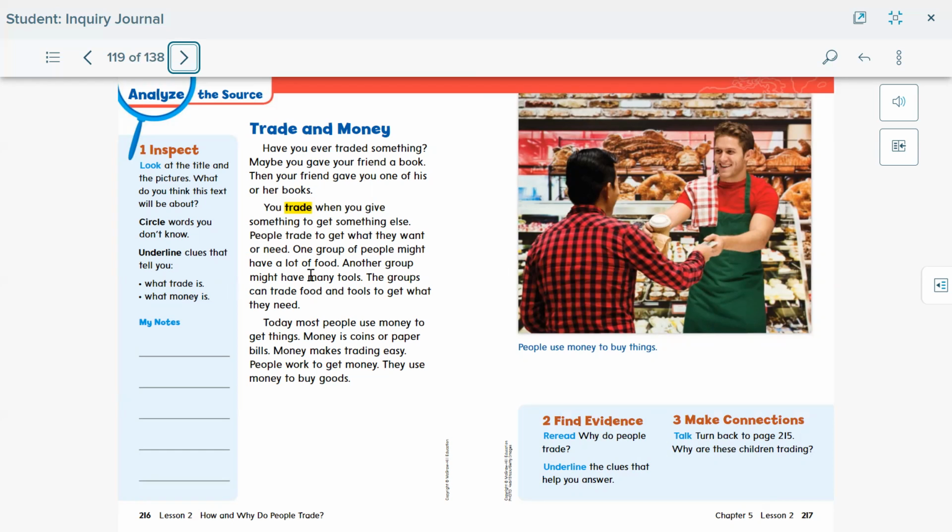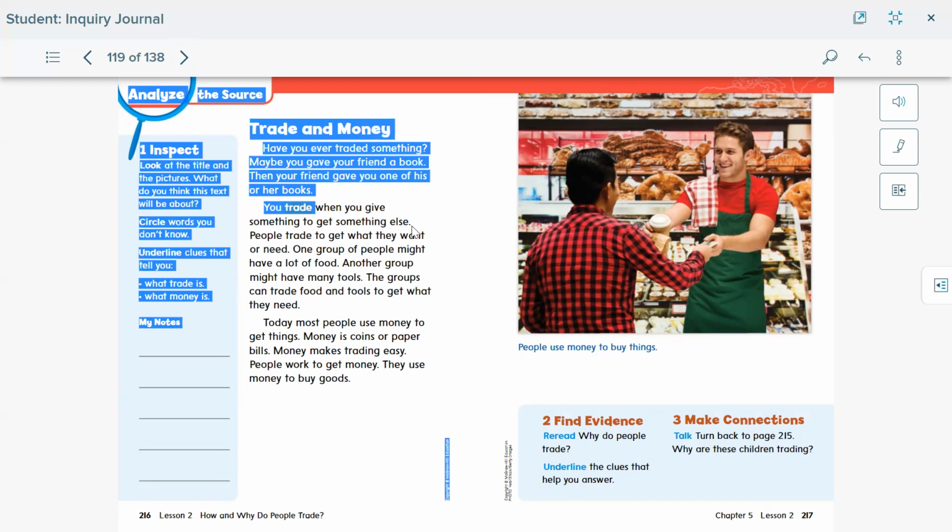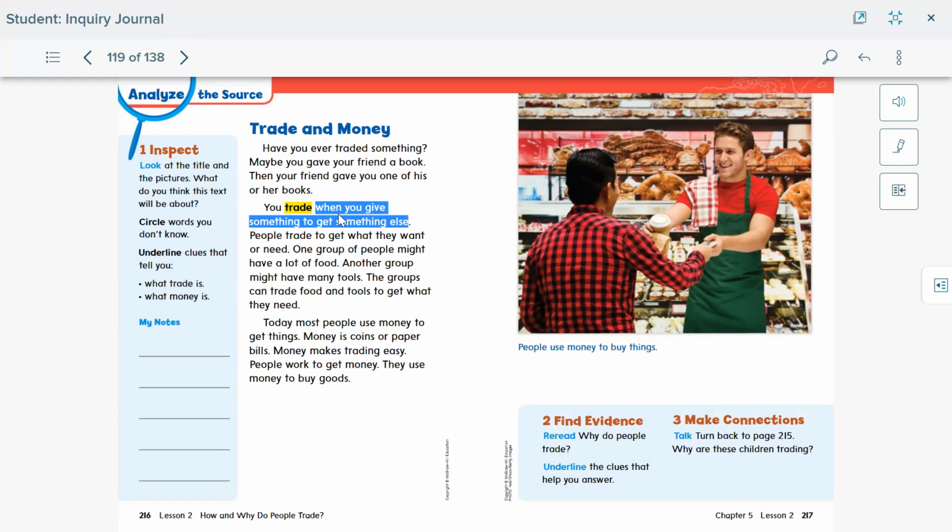Trade, when you give something to get something else. So that's what's said, when you give something to get something else. So this is the part that you need to underline. That's the clue. And then the other clue says what money is. So I know that money is coins or paper bills. This is the second clue that you need to underline.